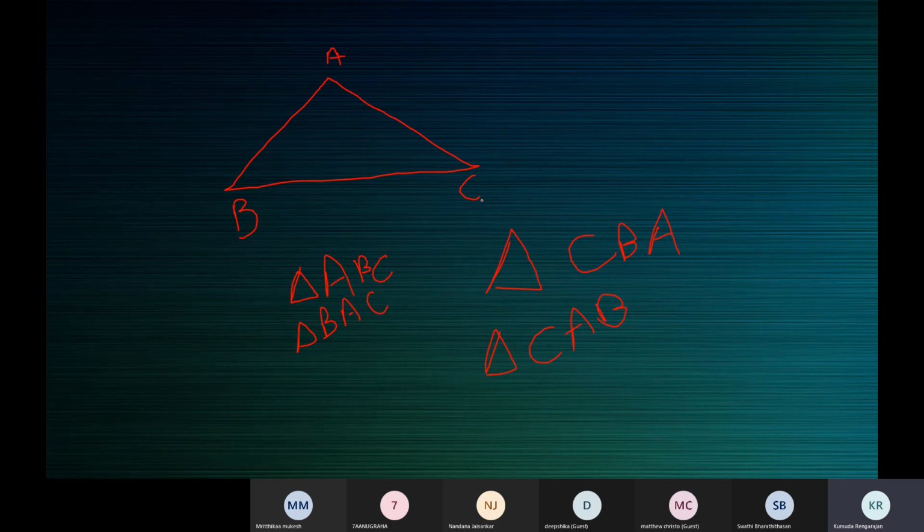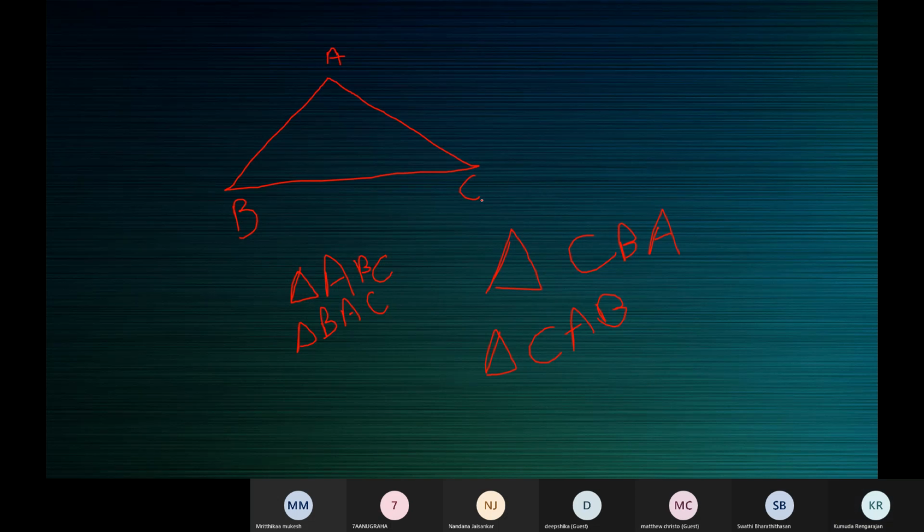In any order, you should not repeat anything. You should not write A, B, C, C. You should not repeat any letter. There are three letters A, B, and C. You must use all the letters and only once, in any order. And that will tell us the name of the triangle. So triangle CBA, triangle ABC.